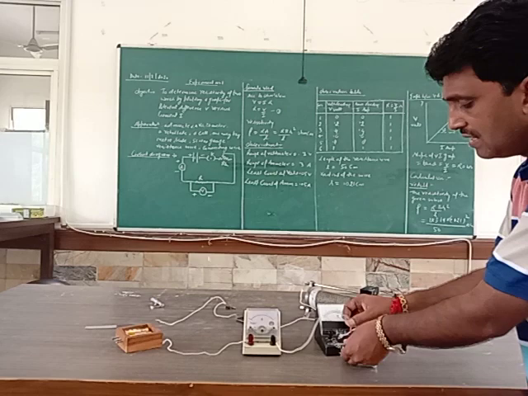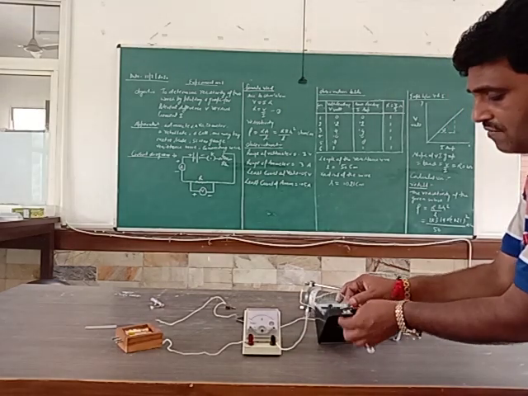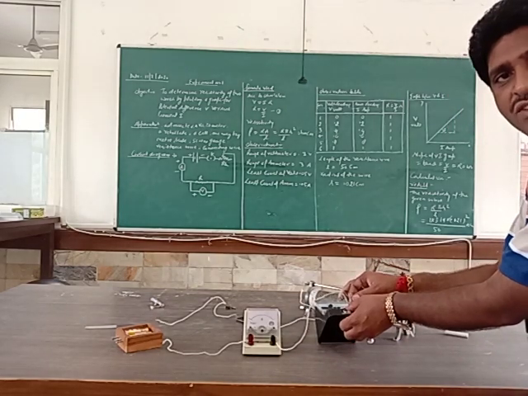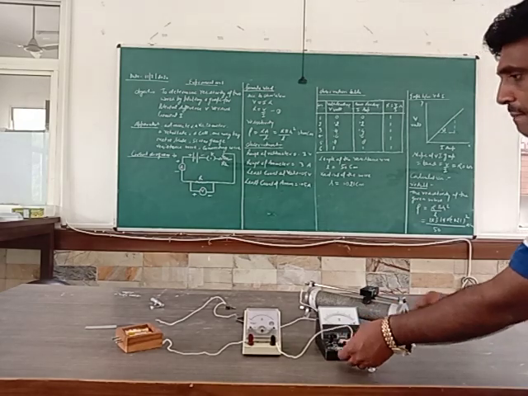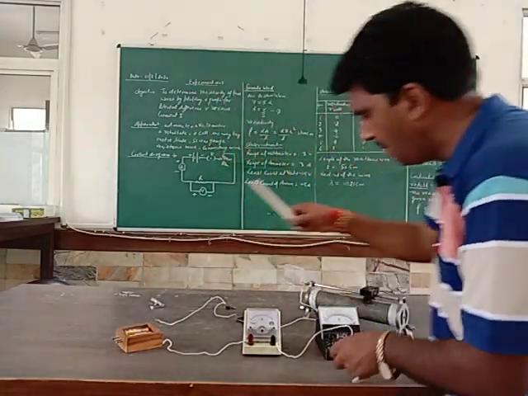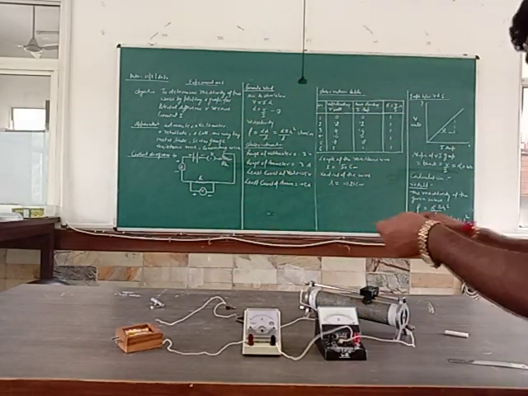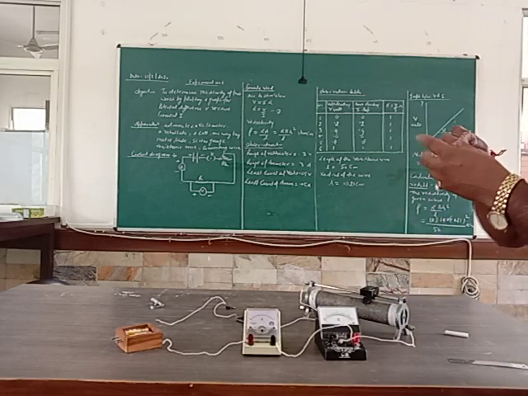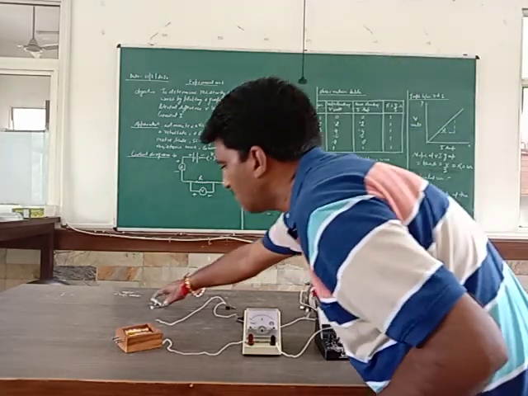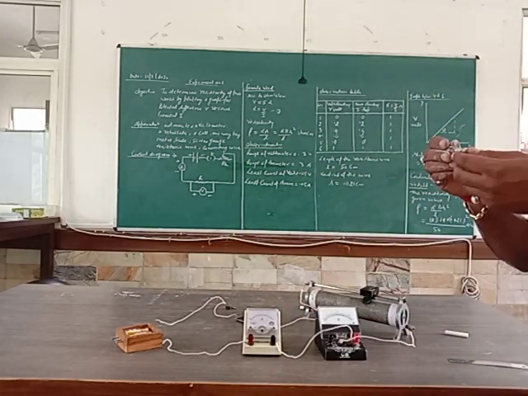And this is the resistance wire, whose resistivity we will measure. The length of this wire, measured with this instrument, is 50 centimeter. The radius of this wire can be determined by a screw gauge.